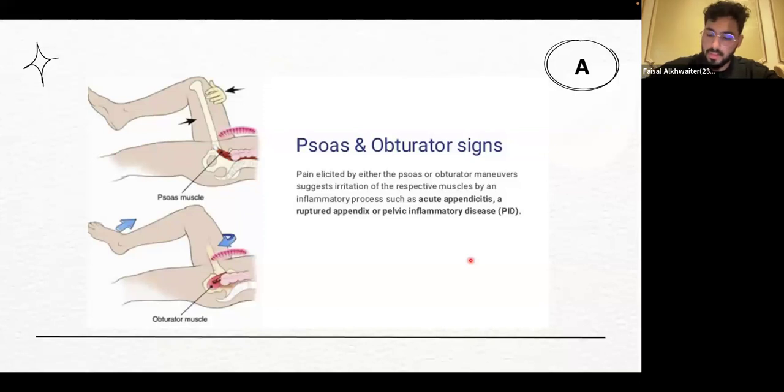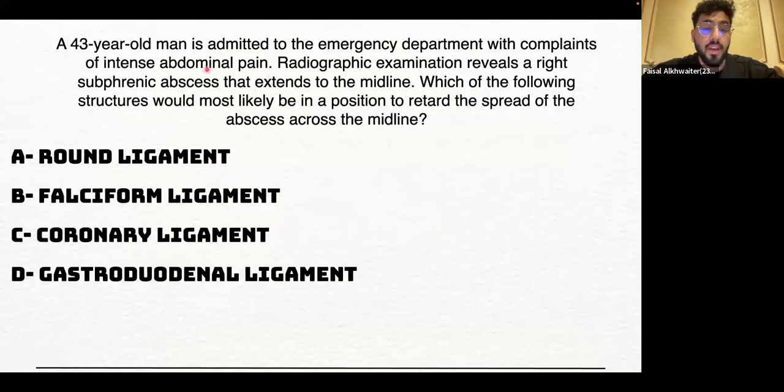Okay, let's move on to the next question. A 43-year-old man is admitted to the ER with complaints of intense abdominal pain. Radiographic examination revealed a right subphrenic abscess. You guys did not take this, but let's just try and answer it together. That extends to the midline. Which of the following structures would most likely be in a position to retard the spread of the abscess across the midline?